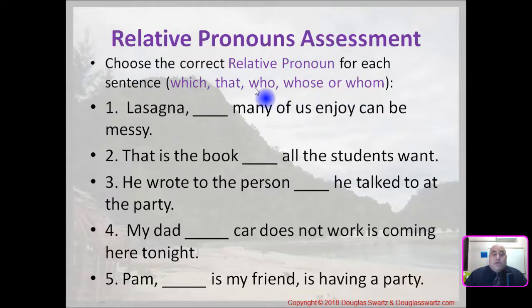Please select the correct relative pronoun for the correct sentence. You can pause the video to give yourself a little more time. Okay, let's see what the answers are.